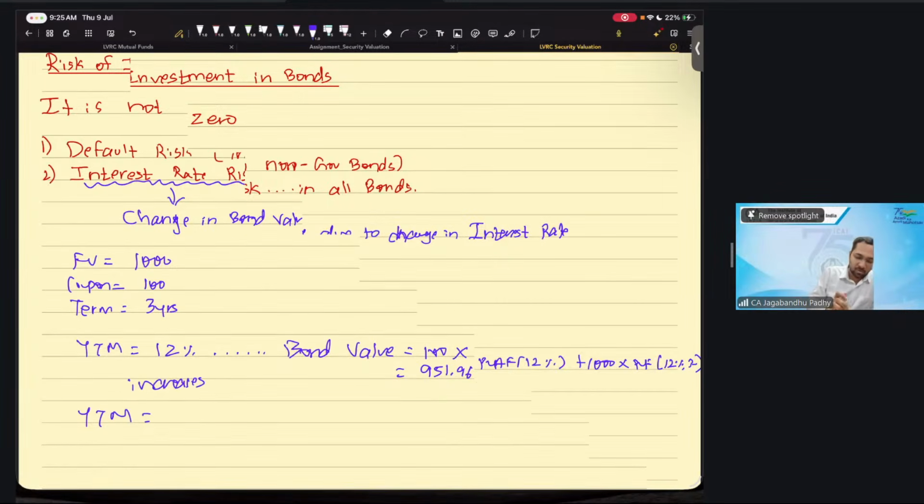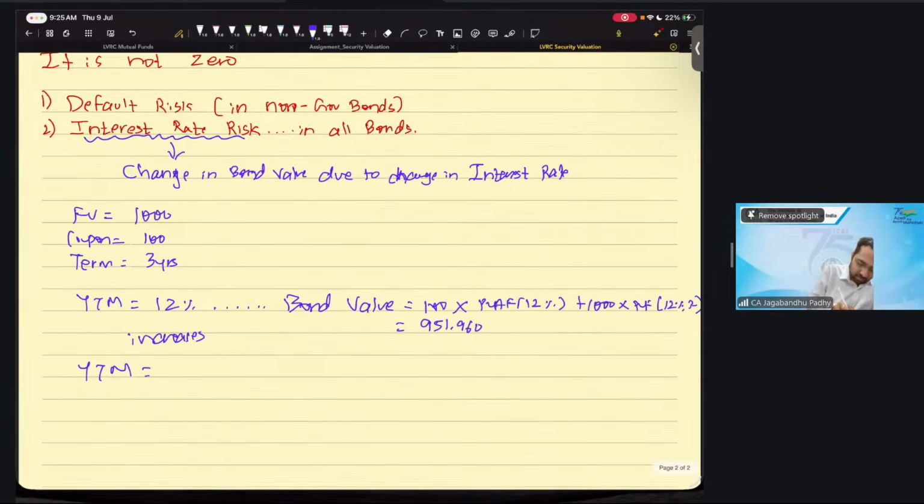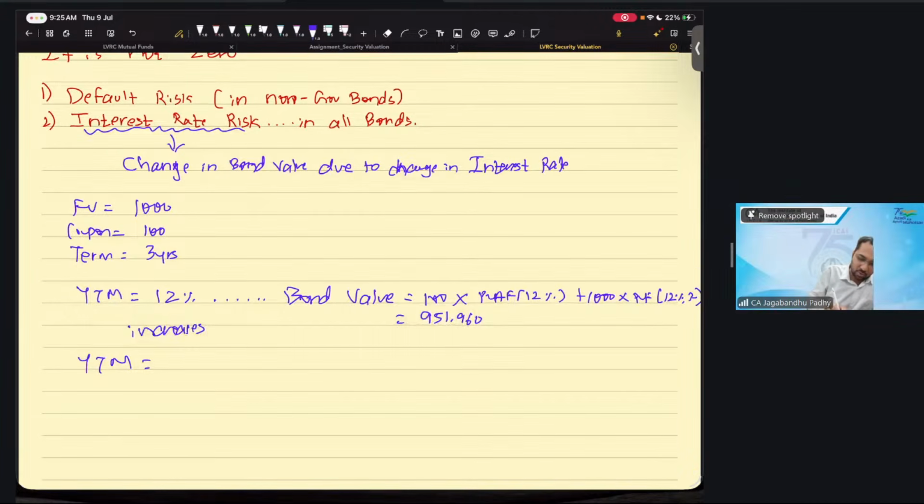Now, suppose YTM increases from 12% to 13%. Do you expect the bond value to remain the same? No. So what is the new bond value now? When YTM changes to 13%, what is the new bond value?